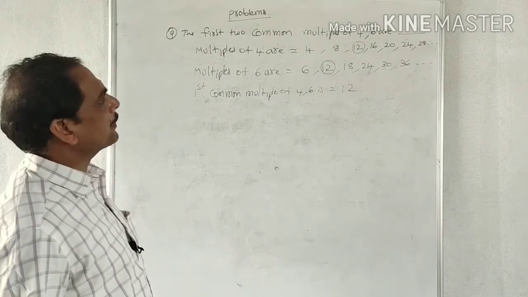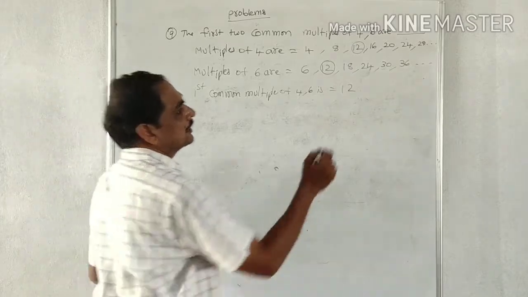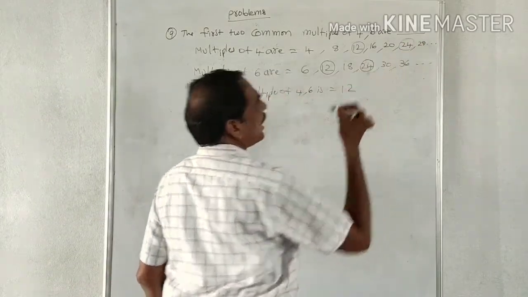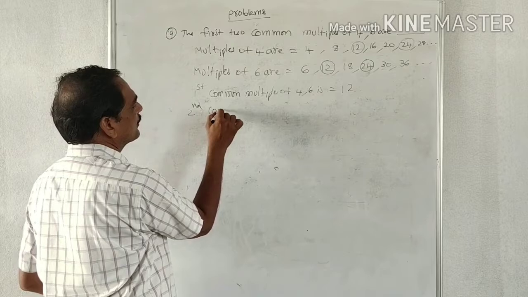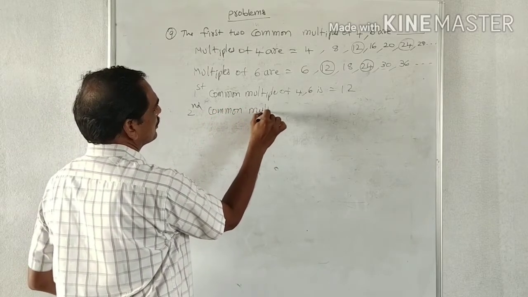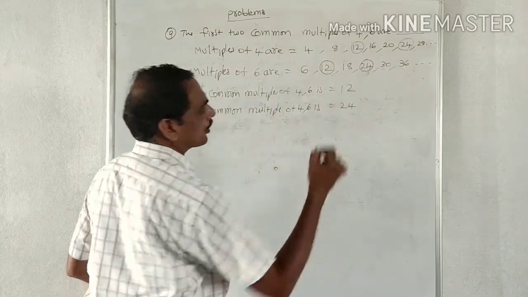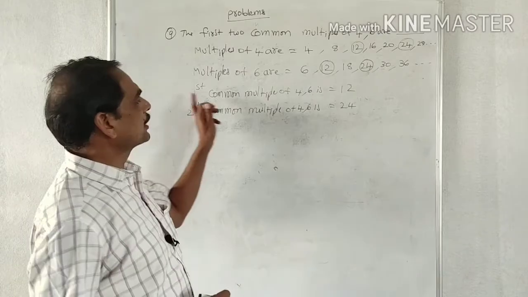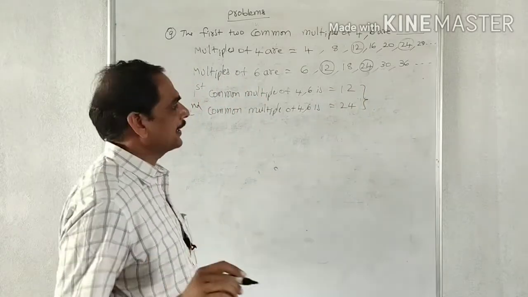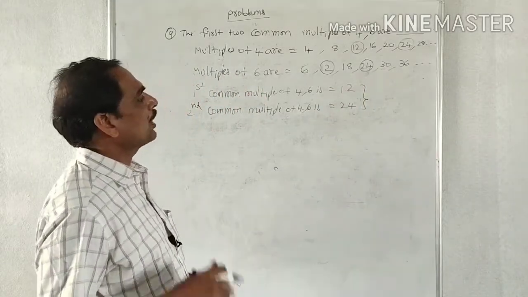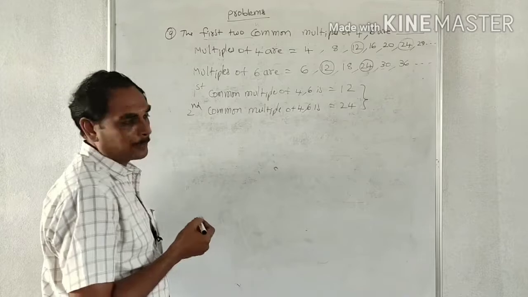Next, what is the second common multiple of 4, 6? By observing these numbers, we can find 24 is the second common multiple of 4, 6. So we write, the second common multiple of 4, 6 is equal to 24. Now we have the first common multiple and the second common multiple. By observing these numbers, we can write any common multiple of 4, 6.